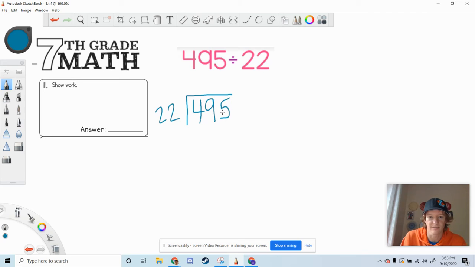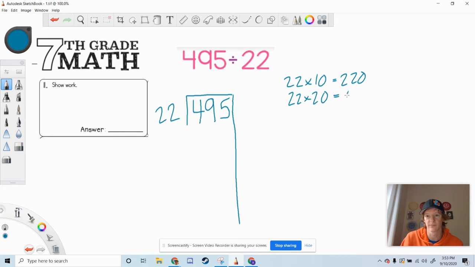So let's see. The way I'm going to do it is I'm going to put a nice long line here, and I'm going to find out how many 22s are in 495. I know that 22 times 10 is 220. And I know that 22 times 20 then is 440 because I double that. So here I'm going to put a 20 over here.